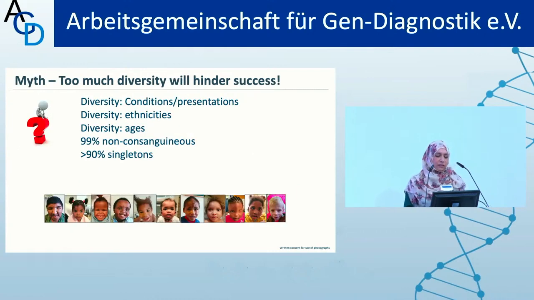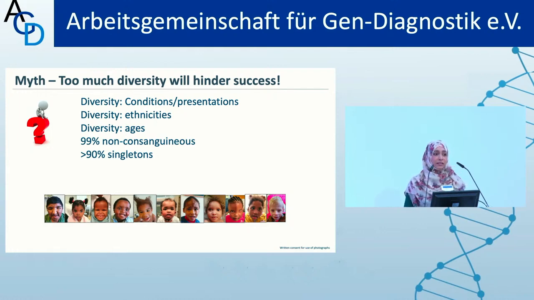We had a fear that too much diversity would hinder success, and an undiagnosed disease program by definition is not just concentrated on one particular disorder. So we didn't just look at hearing loss or kidney diseases. We looked at everything, the diversity that is in the clinic amongst all ethnicities, all ages, although we did prioritize children. Our populations are 99% non-consanguineous, and we hardly ever have access to a trio.